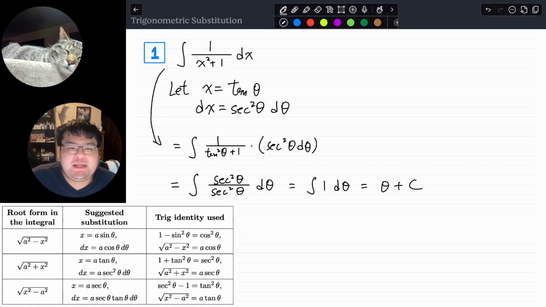So the question is, are we done yet? If you look at the original question, remind yourself we are in the dx world, right? Because the question is given using the variable x. But now your answer is actually in theta. That's because we made a substitution. So now what we need to do is to substitute it back.